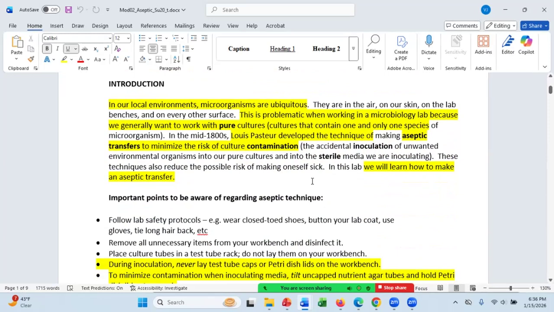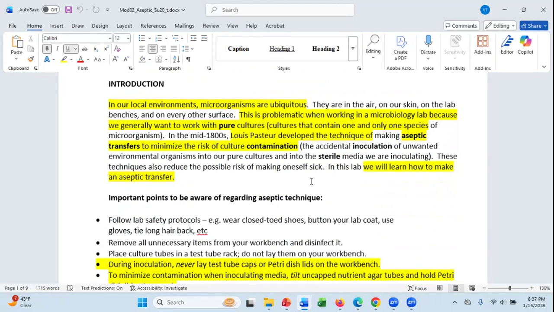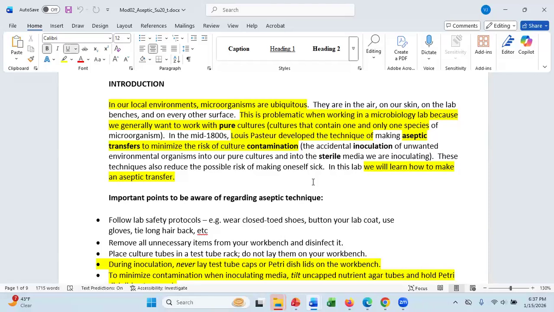In our local environment, microorganisms are ubiquitous, meaning they're found essentially everywhere. This is problematic when working in a microbiology lab because we generally want to work with a pure culture, a culture that contains one and only one species of microorganism. Louis Pasteur developed the technique of making aseptic transfers to minimize the risk of culture contamination. He also developed a technique for obtaining a pure culture using limiting dilution.